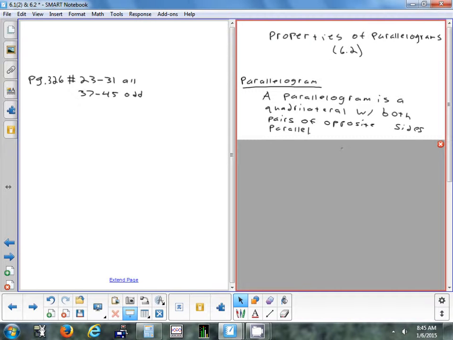Okay, and section 6.2, we're going to start to talk specifically about parallelograms. So parallelograms are a special type of quadrilateral. And what makes something a parallelogram is it has 2 pairs of parallel sides. Okay, both pairs of sides have to be parallel.